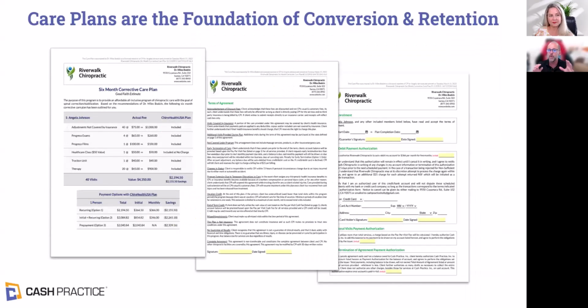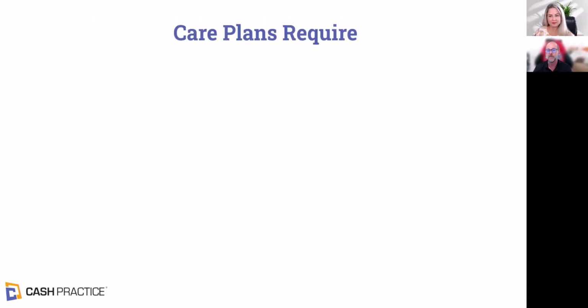Really, the proper way of doing things is to have a care plan that looks like what you're seeing on the screen right here. A professionally written document, has legal terms, and everything is calculated properly. You can count on it being a compliant program. So let's go through what a proper compliant care plan looks like and what goes into these components.